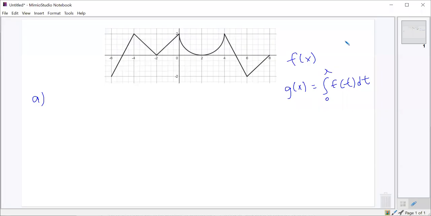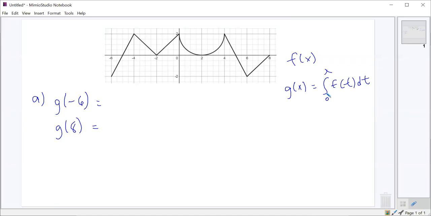Right, so we've got f of x is the graph. We've got g of x as the integral from 0 to x of f of t dt. And part A asks us to find g of -6 and g of 8. So g of -6 and g of 8.